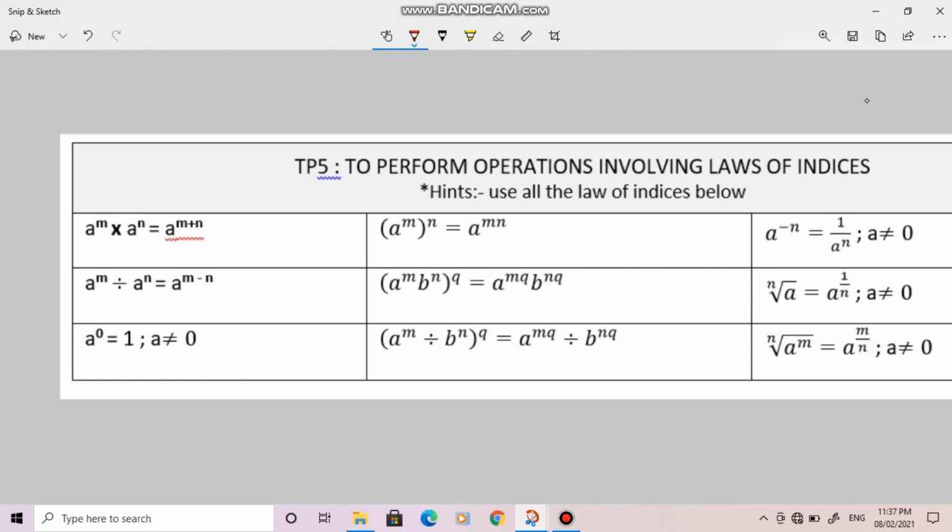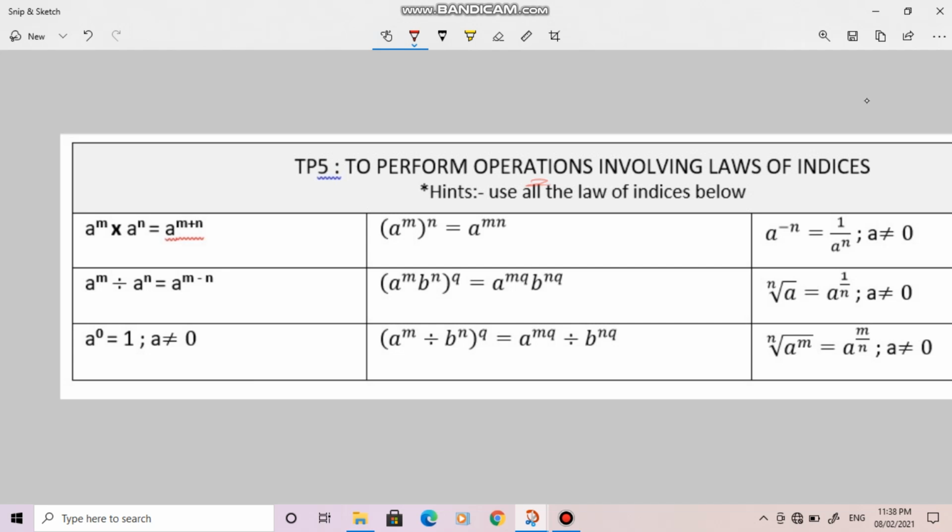Assalamualaikum and hello students. For today's video, we are going to learn how to perform operations involving law of indices. So you need to incorporate all the law of indices that you have learned before to perform operations. Okay, so let us do some refreshment.